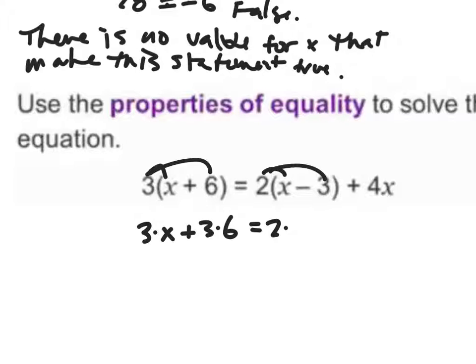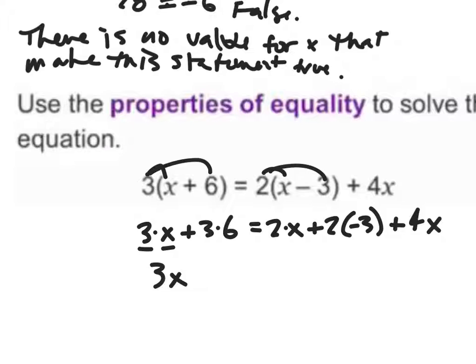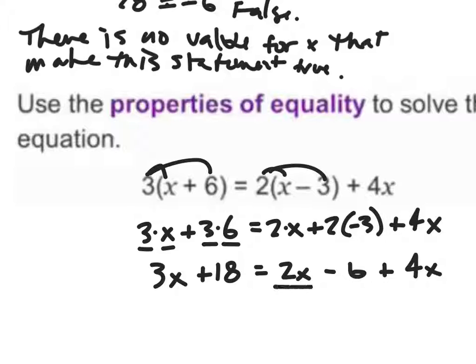So I've got 2 times x plus 2 times negative 3, and then plus 4x. All right, so 3 times x, 3x. 3 times 6 is plus 18, is equal to 2x minus 6 plus 4x. Okay, and so at this point, let's combine our like terms. I've got 3x plus 18 is equal to, what is that? 2x plus 4x is 6x minus 6.